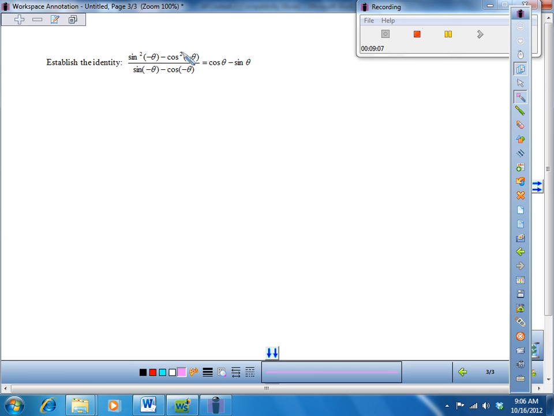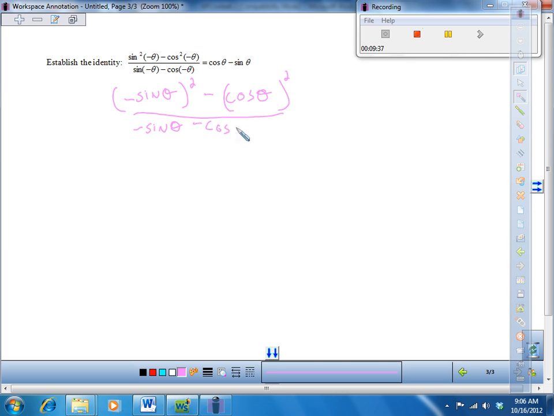All right. So what I want to do here is rewrite this as negative sine of theta, I'm kind of skipping a step here, squared minus cosine of theta squared on the top. And on the bottom, I'm still going to have my negative sine of theta minus cosine of theta. You guys see what I did?